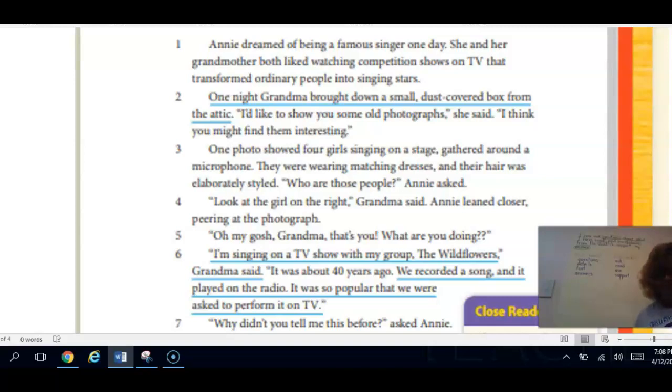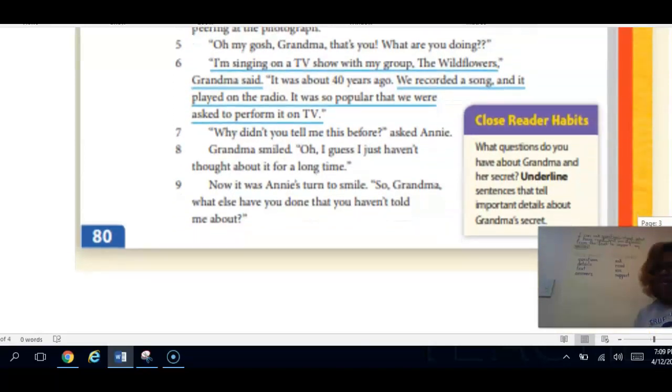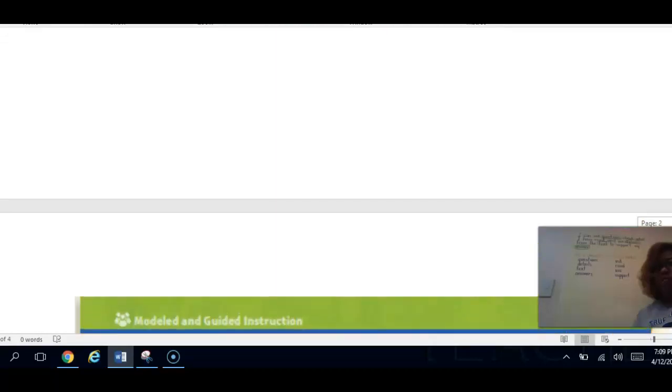And then it says, "I'm singing on a TV show with my group, the Wildflowers," Grandma said. "We recorded a song and it was played on the radio. It was so popular that we were asked to perform it on TV." Okay, so those are some very important details that give us more information about Grandma's secret.